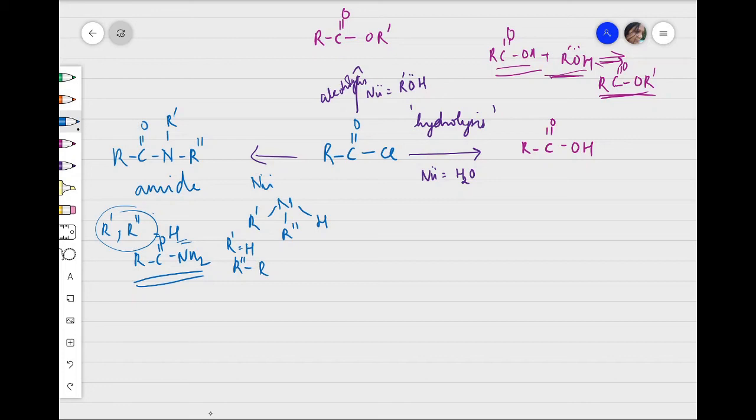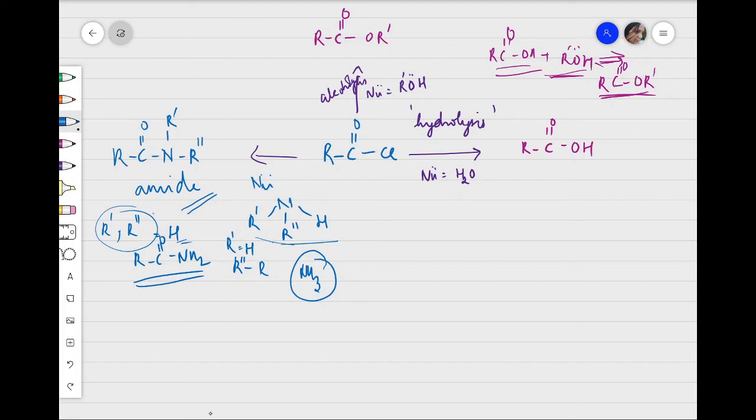So here, if I had used ammonia, I would have got a primary amide. If I had used a primary or secondary amine, depending on whether I used an amine or ammonia, I will get the corresponding substituted amide. So here the nucleophile is ammonia or a primary amine or a secondary amine. The reaction follows the same mechanism.